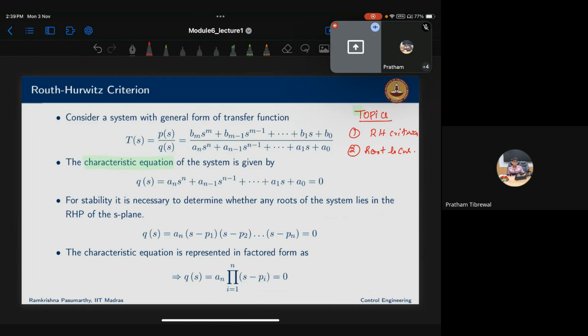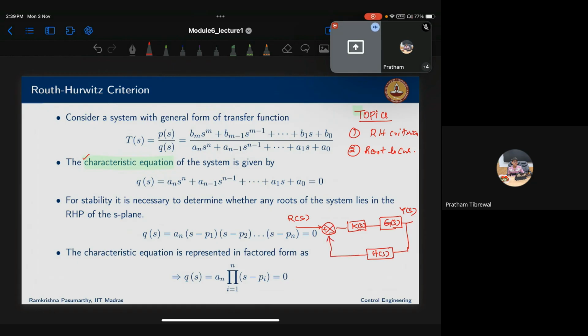So basically, you all know the characteristic equation. Characteristic equation means, suppose you have a closed loop system where you have k of s, and let's say you have g of s, and you have feedback of h of s. We have a summing point here. Let's say the input is r of s and the output is y of s.